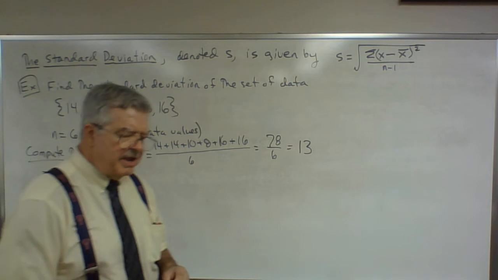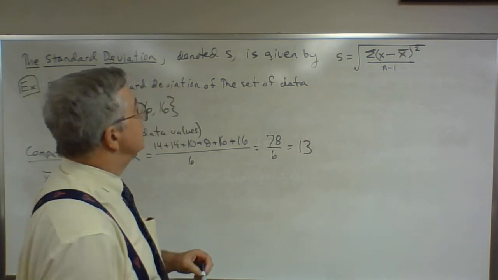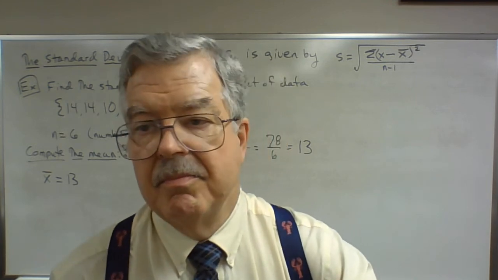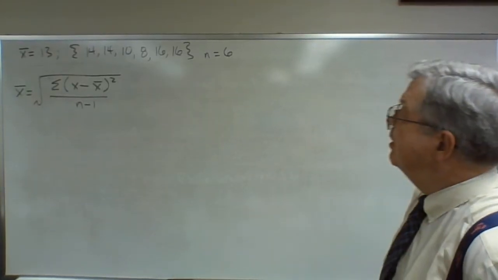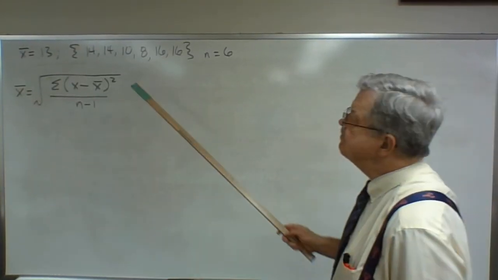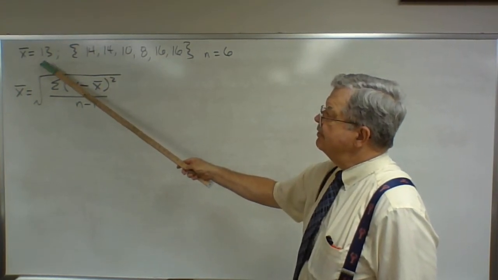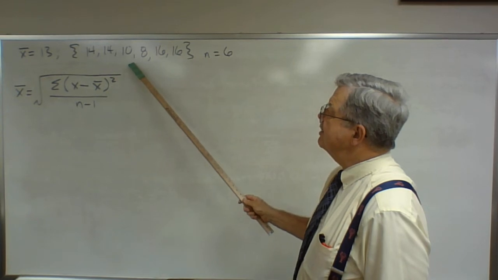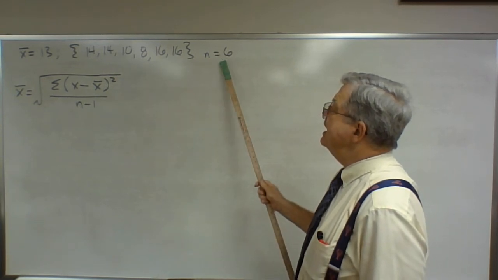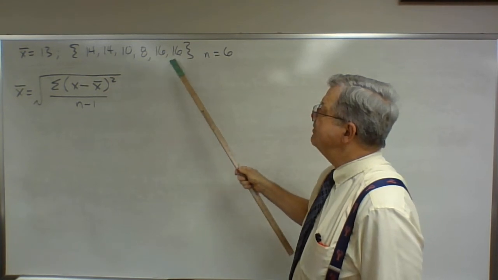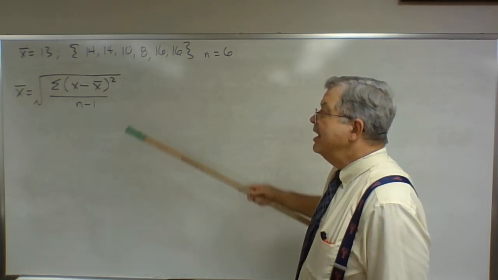Now let me erase some of the board because we're going to need a lot of space. Okay? Our mean x bar is 13. These are our data values. n equals 6. We have 1, 2, 3, 4, 5, 6 data values.